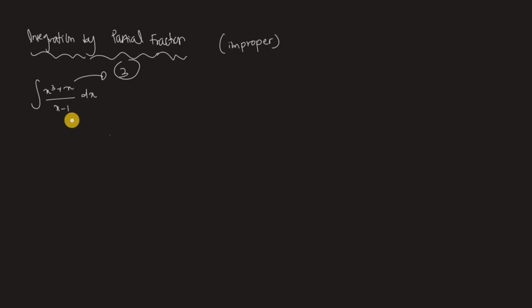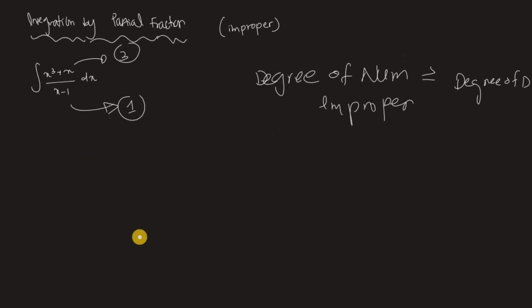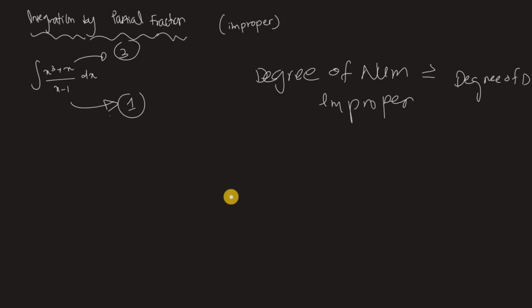And what's the highest exponent in here? It's 1, because it's x to the power of 1. So the highest one is at the numerator, which is the top. Like I said before, if the degree of the numerator is greater than or equal to the degree of the denominator, that means it's an improper fraction, which is the case over here. Now since it's an improper fraction, we know that we have to convert it into a proper fraction to be able to solve for partial fractions.